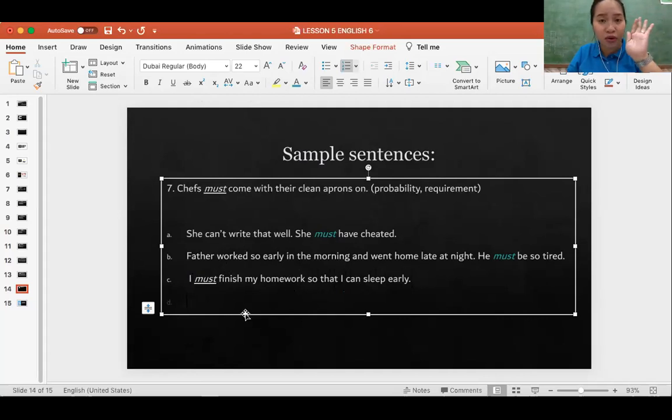So, I hope you get the point. I hope you are not confused. Okay? Anyway, if you're confused, you can ask questions to teacher. You can ask questions to teacher anytime in the classroom and in the messenger.